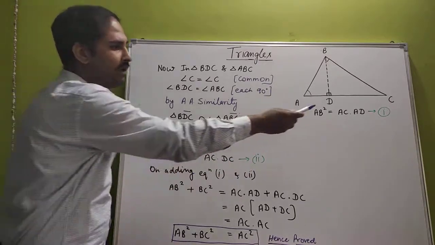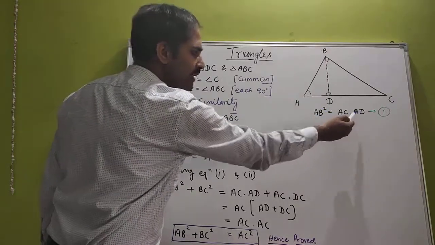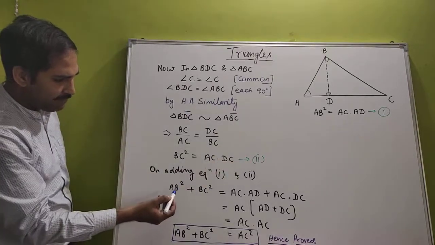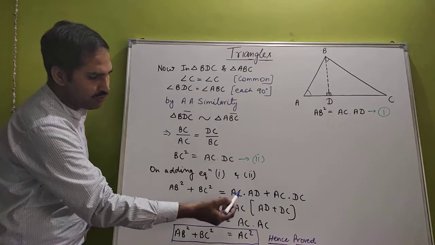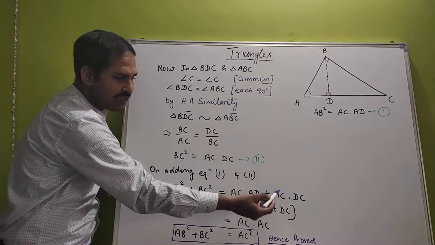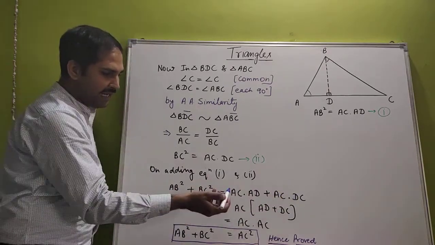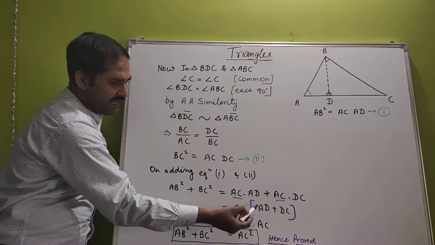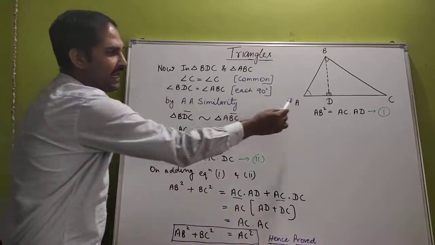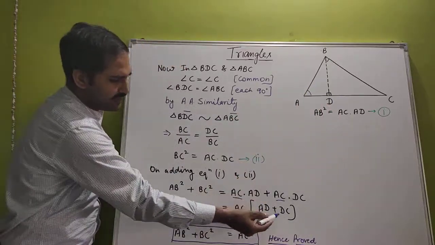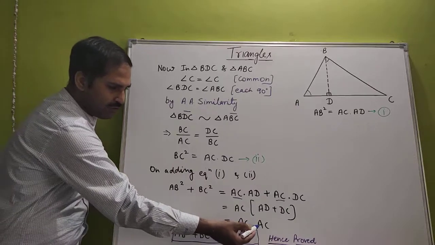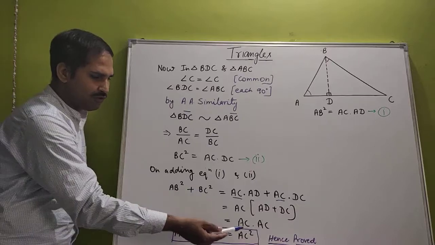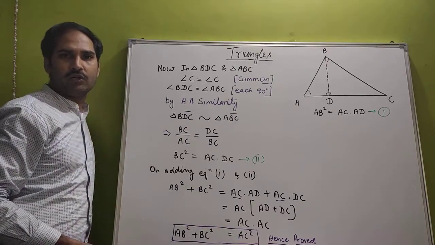Now, recall equation number 1. This is AB square is equal to AC dot AD. So, after adding equations 1 and 2, what we will see? You will find that AB square plus BC square is equal to AC multiplied by AD plus AC multiplied by DC. Now, AC is the common term. Taking AC as common, we will find AD plus DC. Now, AD plus DC is the same as AC. Now, AC multiplied by AC, that is AC square. Now, AB square plus BC square is equal to AC square, and this is our Pythagoras theorem.